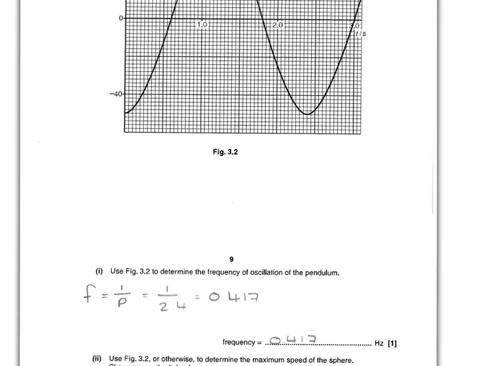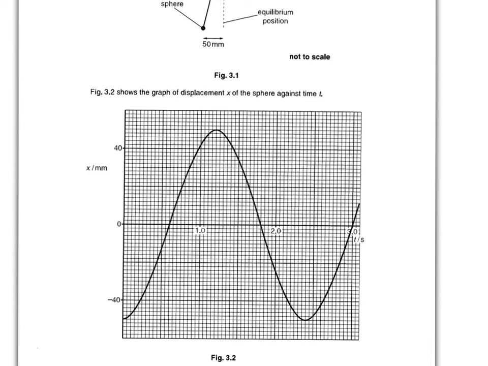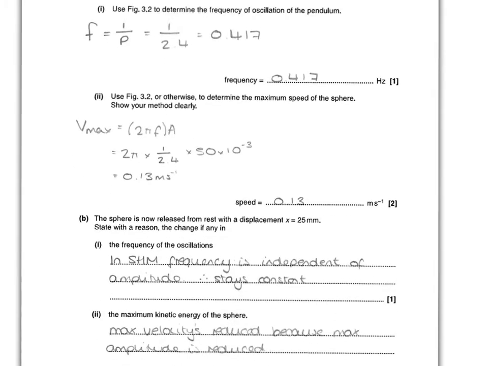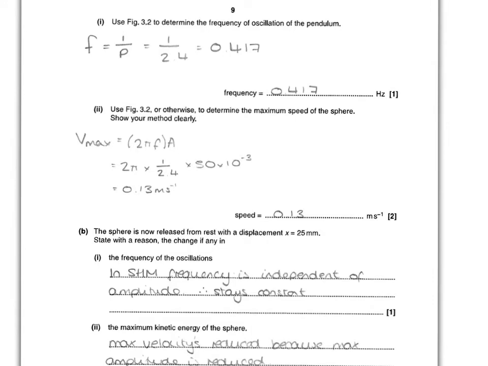And then for the amplitude, we're looking at the maximum displacement, which is here, and we can see it to be about 50 times 10 to the minus 3. So just putting that into the equation to get 0.13.